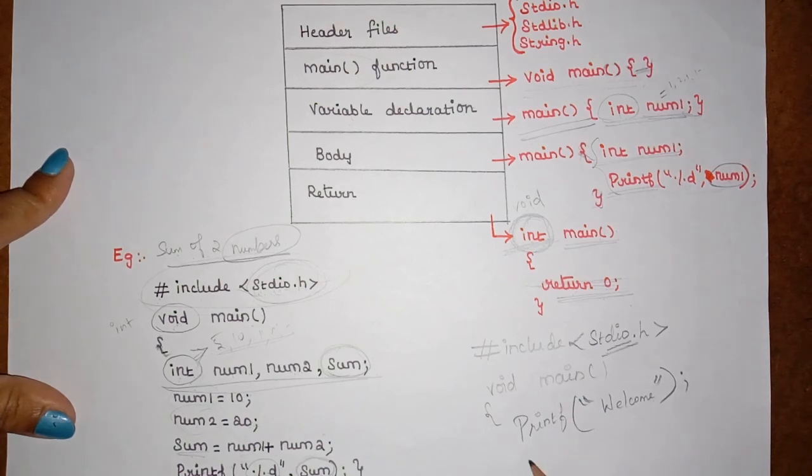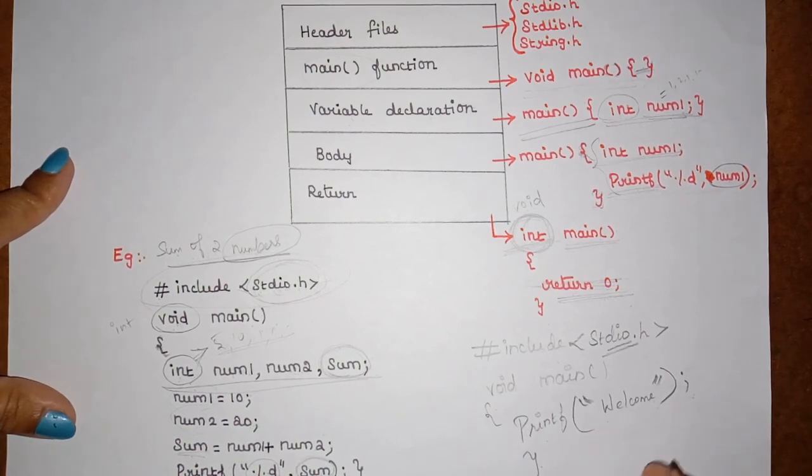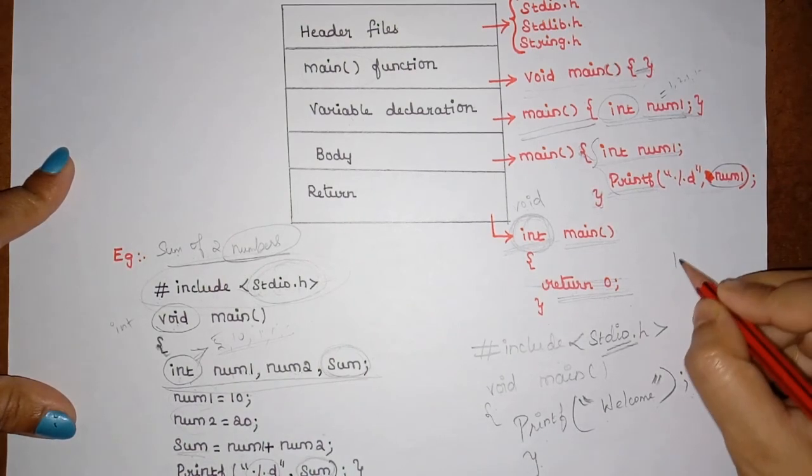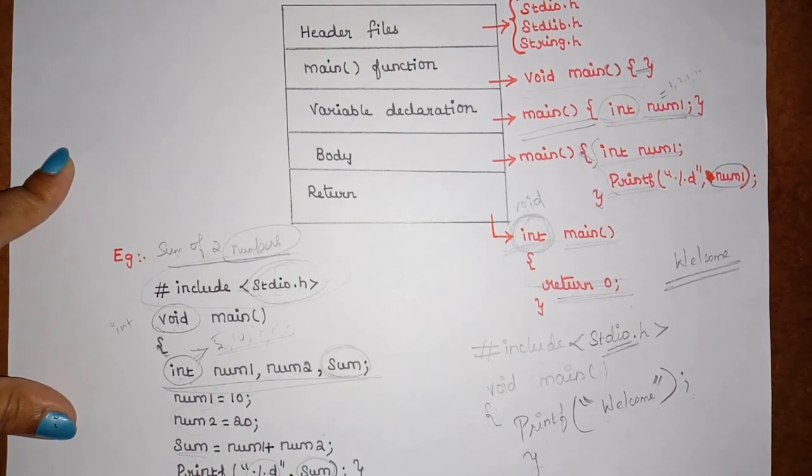After this, close the main function. Don't forget to open the main function and don't forget to close the main function. And when I'm writing something inside this printf, we should always use double quotes. So whatever you have written inside the double quotes will be printed as output. Now if you execute this code, what output will you get? The output you will get is welcome. So this will be displayed as output because it is given inside the printf statement.